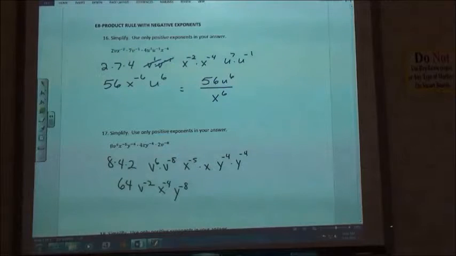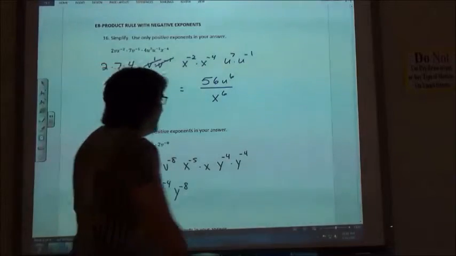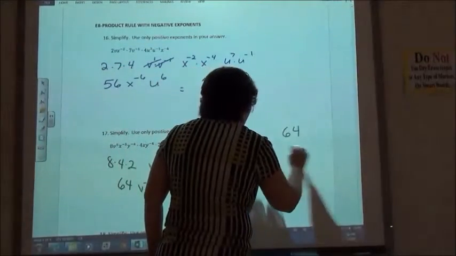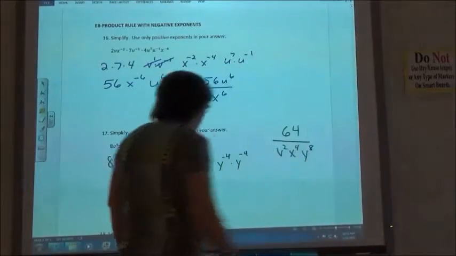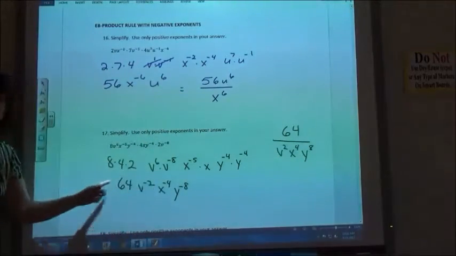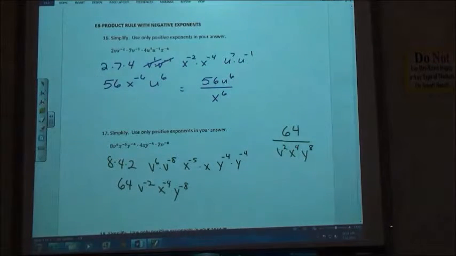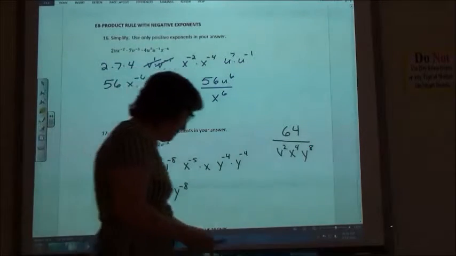So, if I look at that, I've got a whole bunch of negative exponents and I want to make them positive. What do you think my answer looks like? 64 over v squared, x to the 4th, y to the 8th. Exactly. All of those end up going down to the bottom, but the 64 stays where it's at, which is on top, because that doesn't have a negative exponent. So the 64 is on top, then we got v to the 2nd, x to the 4th, and y to the 8th on the bottom.